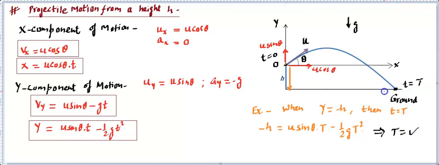Right. Similarly, we can work for other parameters. So the point is, vectors have to be taken care of, and the direction of vectors can be incorporated by using the minus sign. Makes sense?